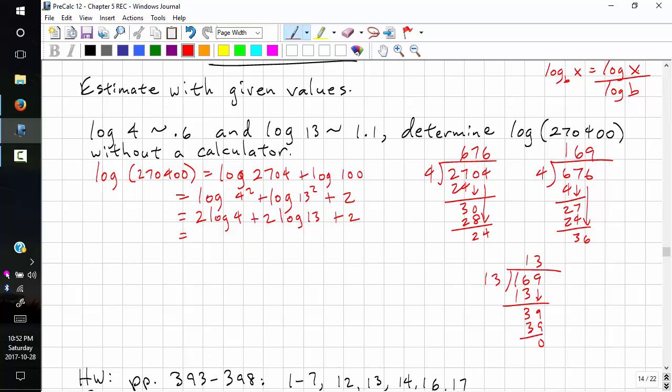Now we can substitute our given values. This is 2 times 0.6 plus 2 times 1.1 plus 2. This gives us 1.2 plus 2.2 plus 2. And add that up, we get 5.4. And that's approximate.